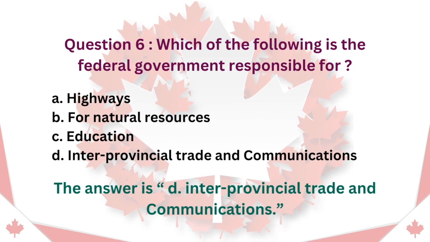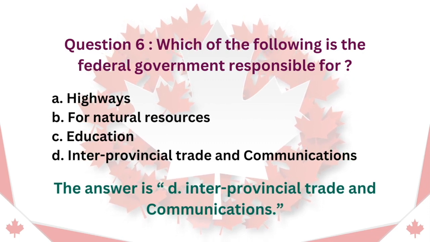Question 6. Which of the following is the federal government responsible for? A. Highways. B. Natural resources. C. Education. D. Interprovincial trade and communications. The answer is D. Interprovincial trade and communications.